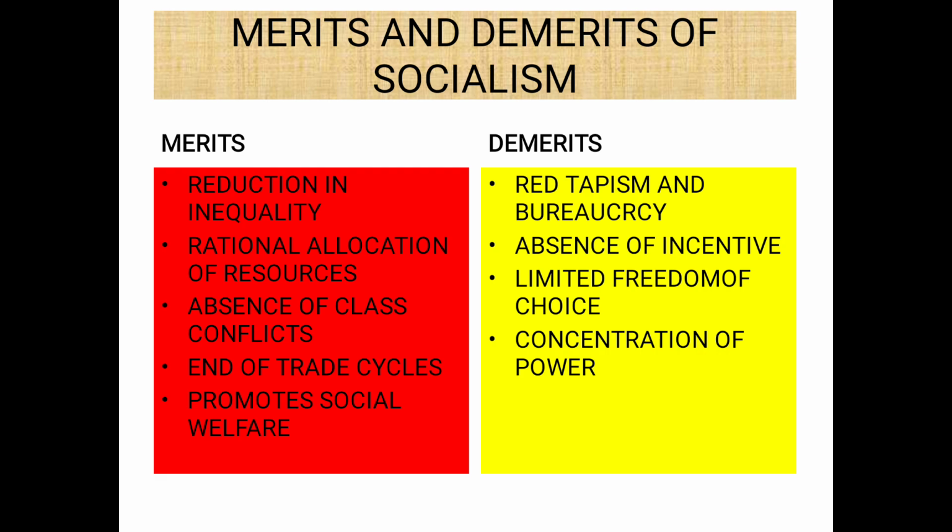The first merit is reduction in inequality. No one is allowed to own or use any private property to exploit others. That is called reduction in inequality. The next one is rational allocation of resources. Since everything is being planned by the government, there is no wastage of resources.